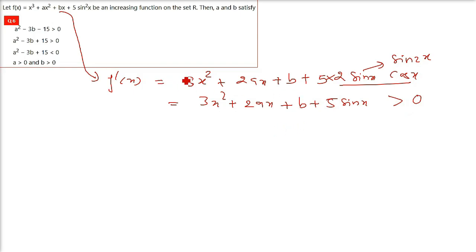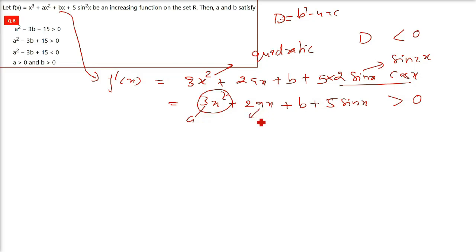What does it mean? Can you sense that this expression is nothing but a quadratic equation? This is a quadratic equation. ax² + bx + c is the standard form of a quadratic equation. So the discriminant should be less than 0. What is the discriminant? b² - 4ac. That is the discriminant. b² - 4ac should be less than 0. From here we can get the condition for a and b. a is 3 here, b is 2a here, and c is b plus 5 sin 2x. It is not sin x, it is sin 2x. I have written it, you can just change it.